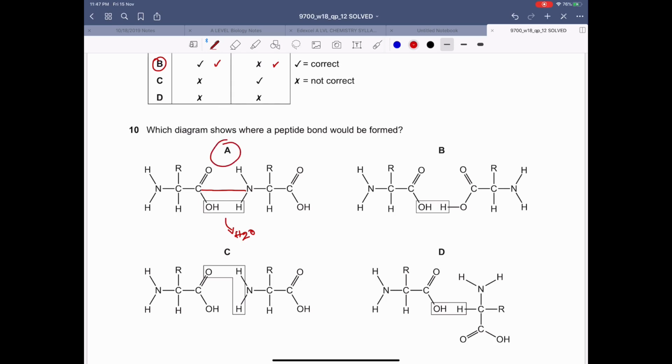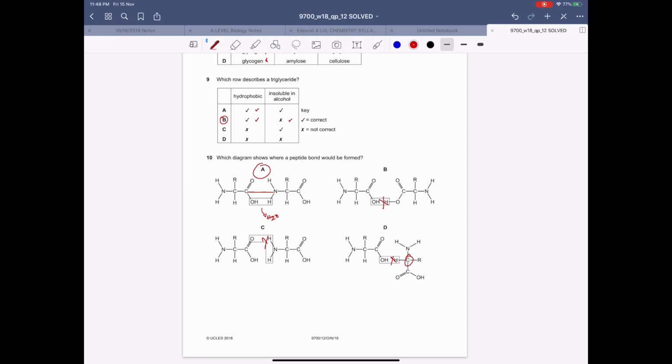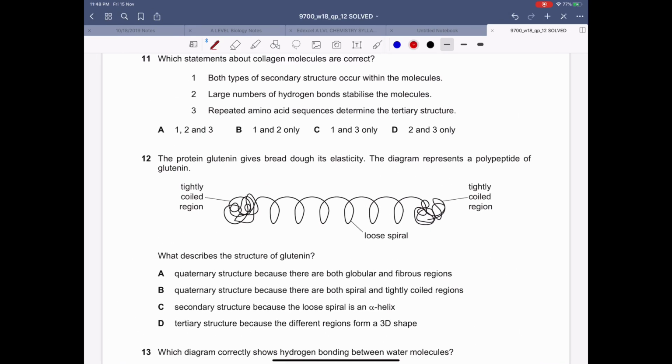Let's see why options B, C, D are not correct. B, well, this is the wrong position, and of course this is the wrong position too. This is the wrong position. I mean, this is even the wrong carbon. So yes, for question number 10, option A. Now let's move on to the next question.